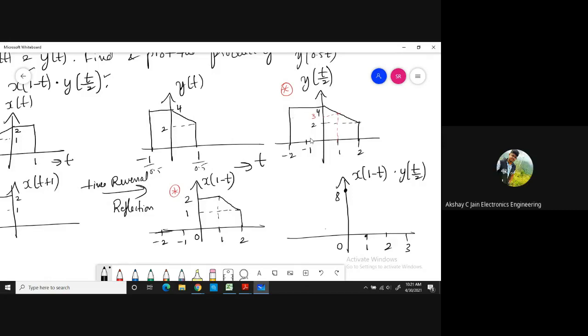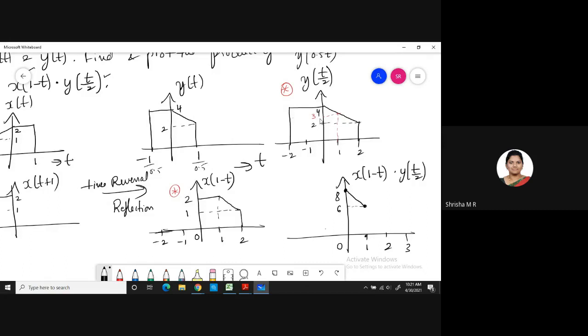At 1, what is the amplitude? Yeah, 6. At 1, in x of 1 minus t the amplitude is 2, and in y of t by 2 the amplitude at 1 is 3. So 2 threes are 6. So at 1 it will be at 6.